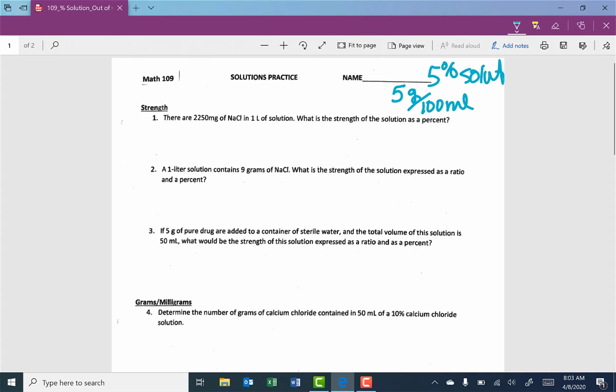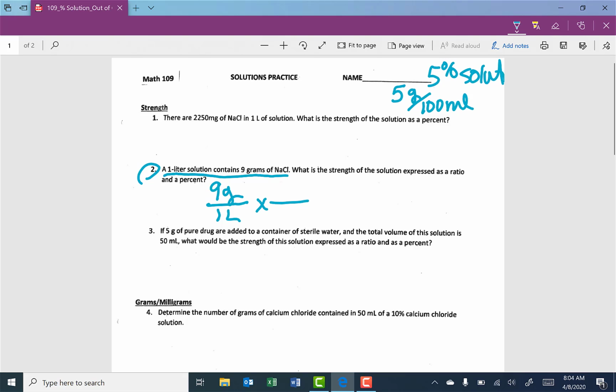For example, let's look at number 2 because that's a little bit easier than doing number 1. A 1 liter solution contains 9 grams of sodium chloride. What is the strength of the solution expressed as a ratio in percent? Okay, you have a 1 liter solution with 9 grams. So remember, we have to find the percent solution. Well, we're given 9 grams over 1 liter, but percent solution has to be in grams over milliliter. So our grams is okay here, but we have liter.